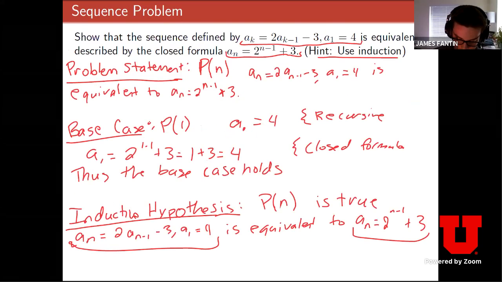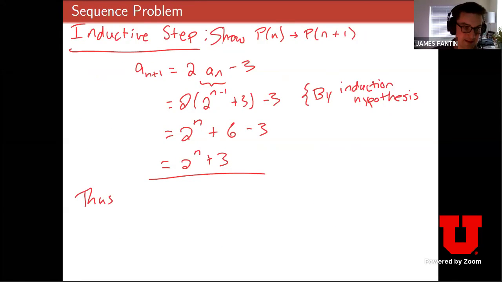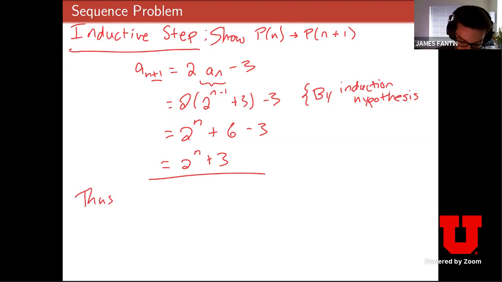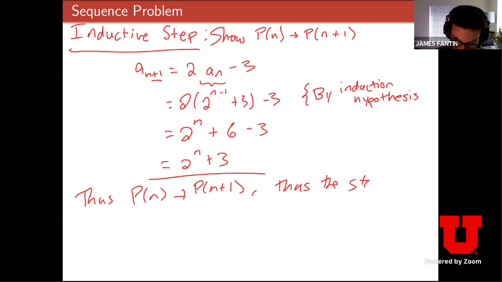If we go back to the problem statement, we wanted to prove that the closed formula a sub n equals 2 to the n minus 1 plus 3 is true. That's exactly what we have here, but with n plus 1. So P of n implies P of n plus 1, and thus our statement holds for all n greater than or equal to 1. Any questions on this problem on induction?